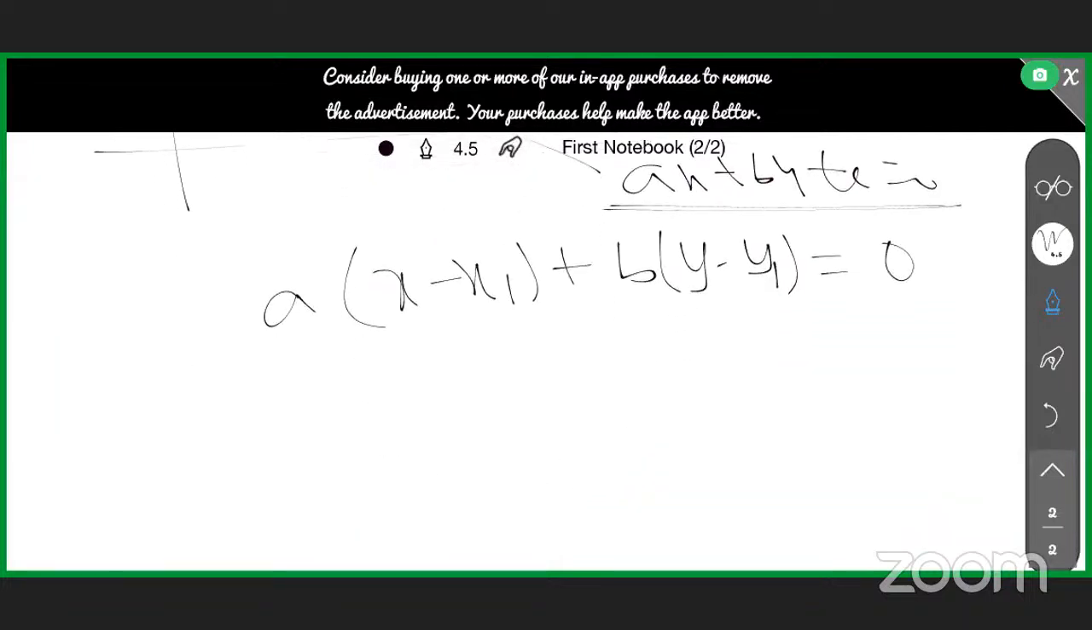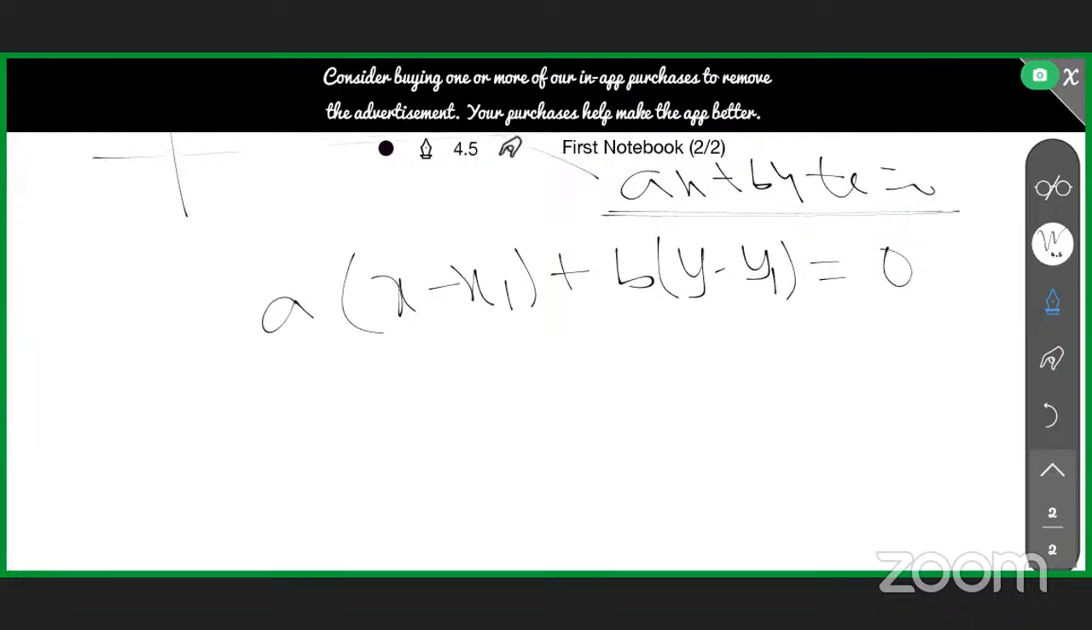Sir, then what about c? Pardon? What about c, sir? Constant is not there.